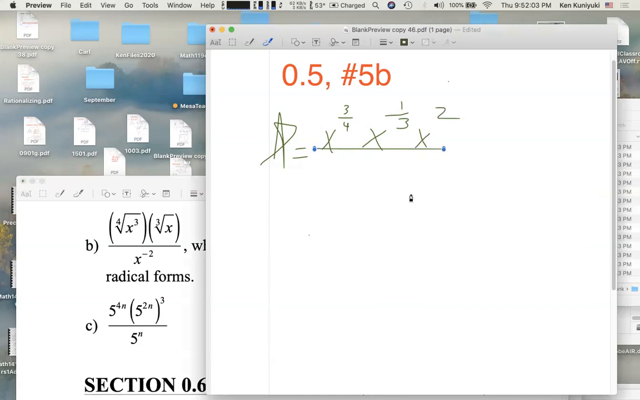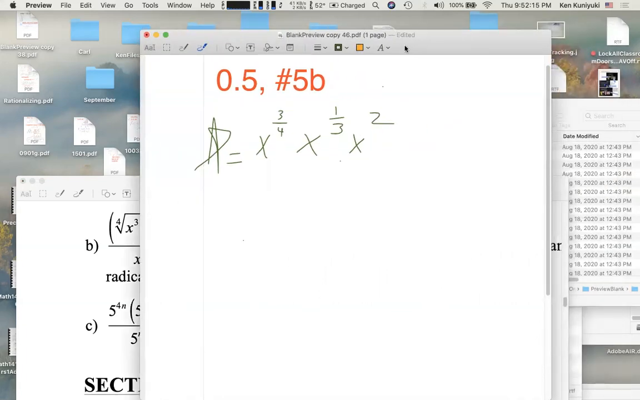All right, so really I end up with x to the 3/4 times x to the 1/3 times x to the 2nd. This rolls up as x to the +2. Any questions so far? Okay. Now when we multiply powers of x, what do we do to the exponents? We add them.